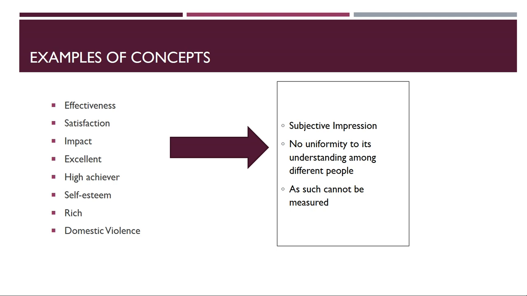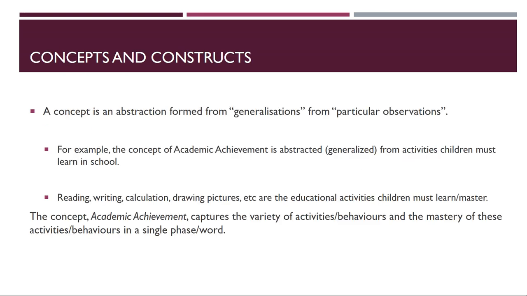You can either directly convert them into something that can be measured, or you develop a set of indicators, something that indicates them, which we'll look into in a short while. A concept is an abstraction, a generalization from practical observation. For instance, academic achievement is abstracted from activities children do and learn in school, maybe co-curriculum, maybe academic activities, a set of exams of different subjects and so on. Reading, writing, calculation, drawing, pictures, all of this comes under educational activities.